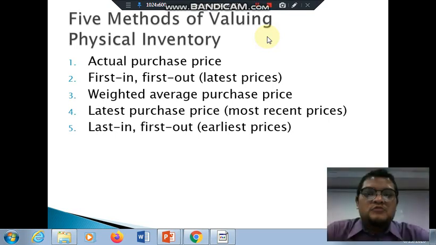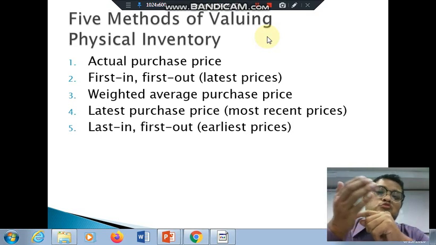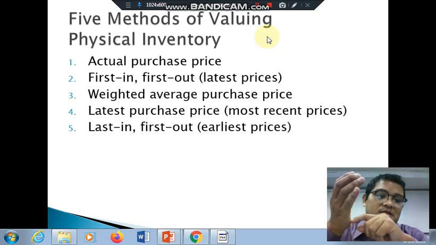Alright, come back to the actual purchase price. I said in the previous video that the calculation of this actual purchase price is almost impossible to determine in a formula. However, what we will do is value the item based on the actual purchase price that we record during the receiving process.